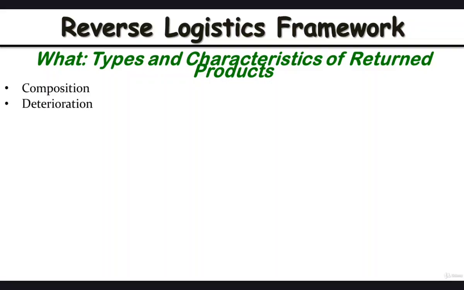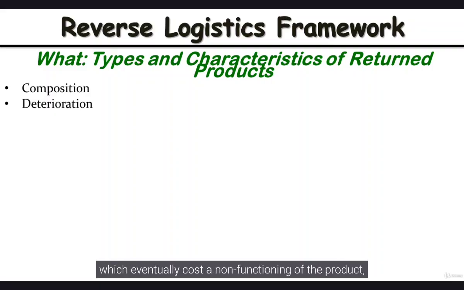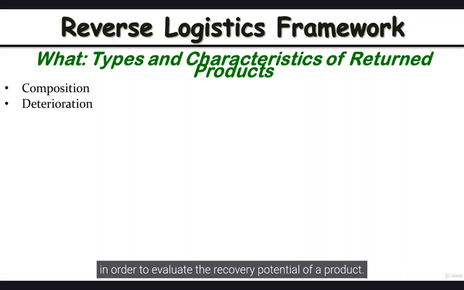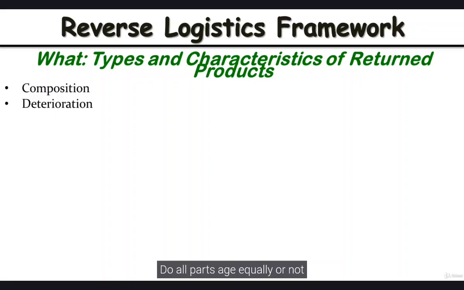Next, there are deterioration characteristics, which eventually cause a non-functioning of the product, but also determine whether there is enough functionality left to make further use of the product, either as a whole or as parts. This strongly affects the recovery option. Several questions have to be asked in order to evaluate the recovery potential of a product. Does the product age during use? Intrinsic deterioration. Do all parts age equally or not? Homogeneity of deterioration. And does the value of the product decline fast? Economic deterioration. In fact, products may become obsolete because their functionality becomes outdated due to the introduction of new products in the market, as happens with computers.